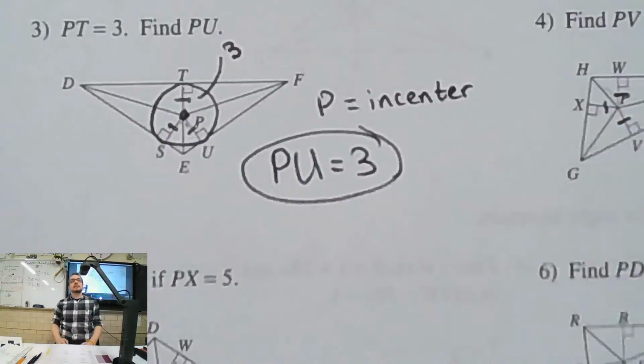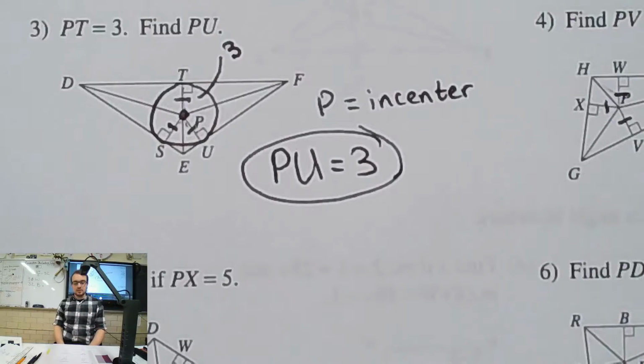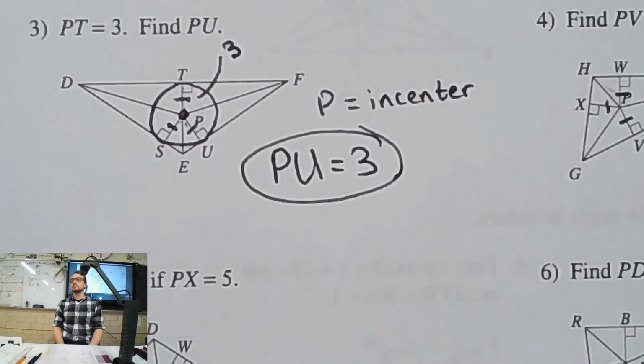That makes sense? Since that's the incenter, I know that all those lines are radii. And radii are all congruent, right? If I've got a circle, the distance from the center to the outside is the same no matter where you go. That's what makes it a circle. If it's not the same, you got an oval, right?